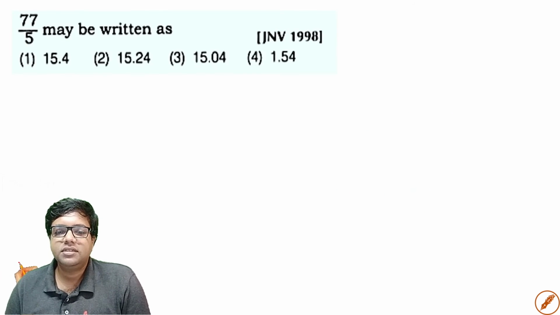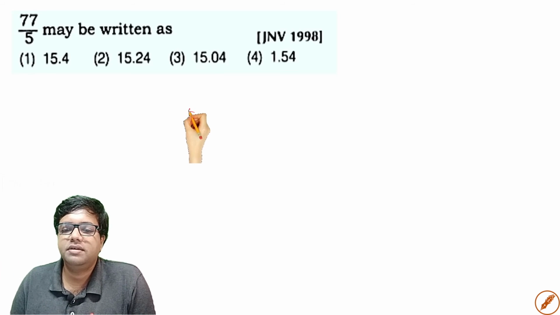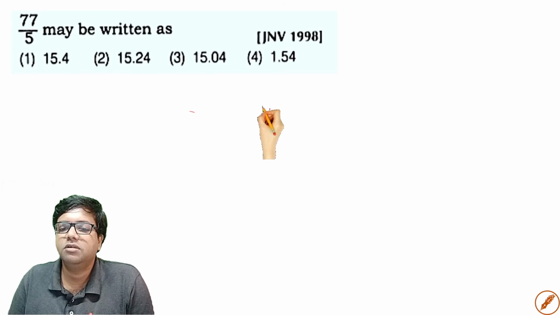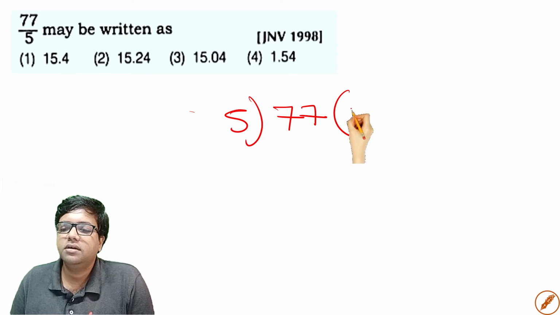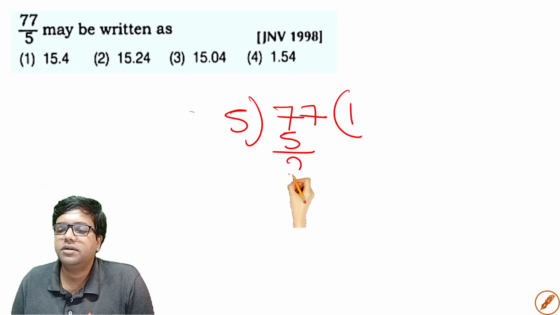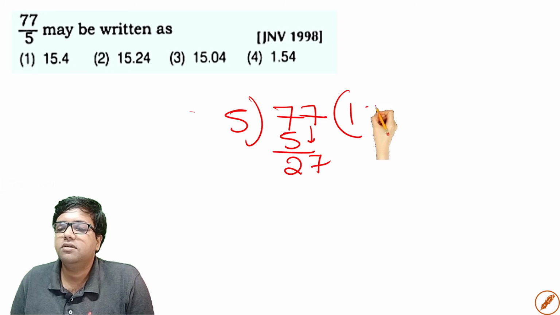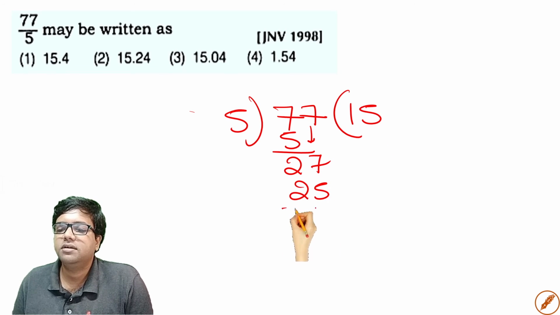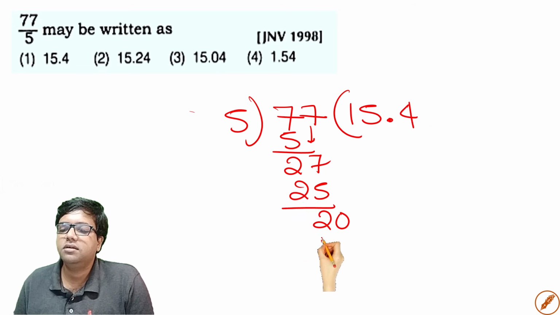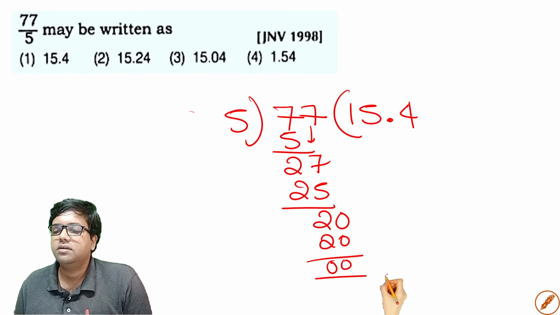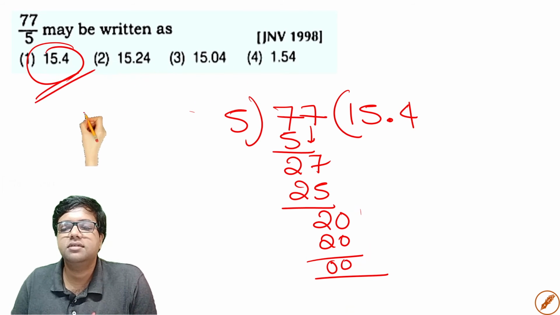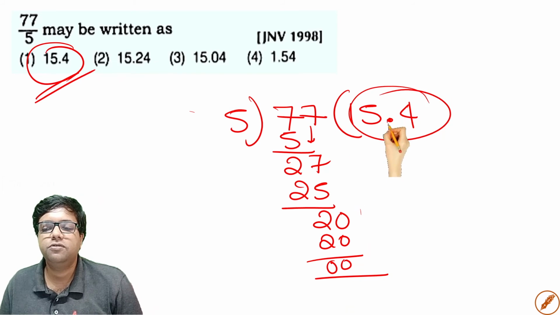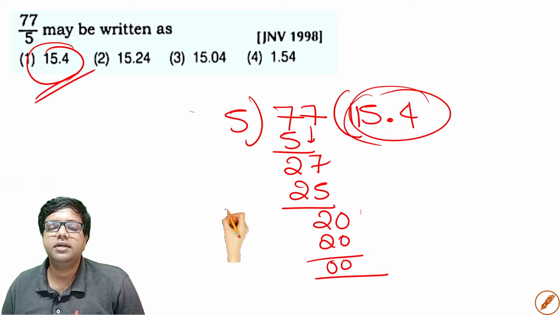Okay, so 77 by 5 may be written in the decimal form, so you need to divide it. 5 ones are 5, you get 2, 7 comes down, 5 5s are 25, right? 2 comes down, you keep a 0, 5 4s are 20. So therefore 15.4 is the right answer here.